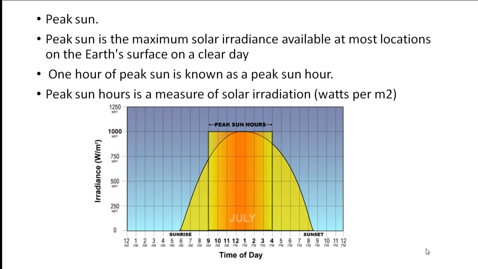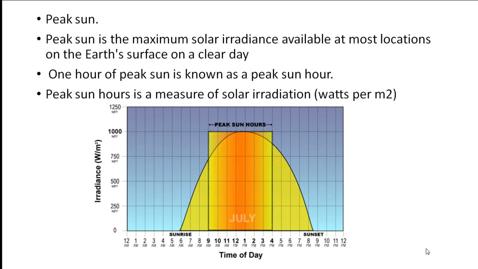Peak sun. Another measurement installers use when designing a PV system is peak sun. Peak sun is the maximum solar irradiance available at most locations on the Earth's surface on a clear day, 1000 watts per meter square. One hour of peak sun is known as a peak sun hour. Peak sun hours is a measure of solar irradiation, watt-hours per meter square per day.